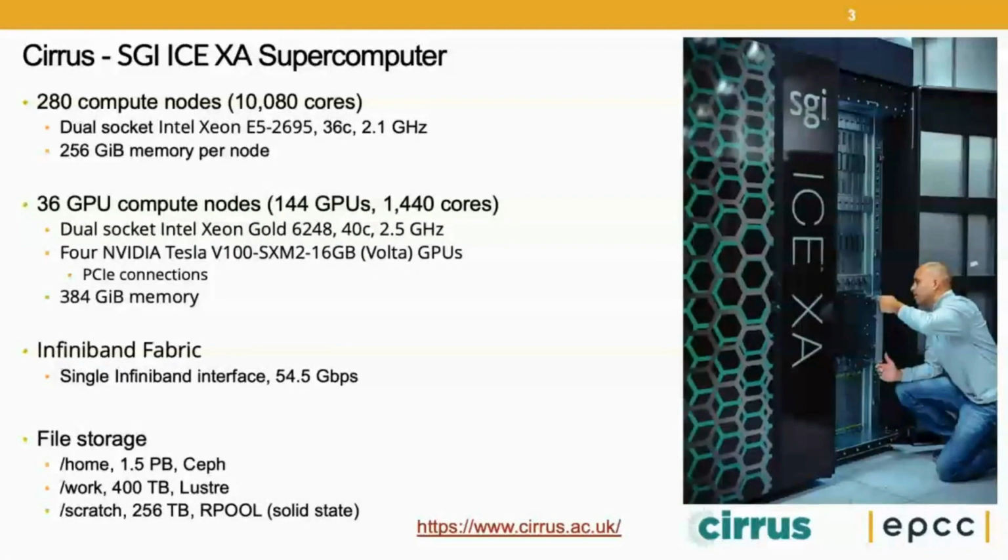Cirrus is just a slide that introduces the machine. So it's our tier 2 machine. It has Intel Xeon processors. It has about 11,000 cores. It has CPU nodes and it has GPU nodes. The GPU nodes have 4 NVIDIA V100 GPUs each. The nodes are connected via InfiniBand Fabric, and there's a number of options for file storage.